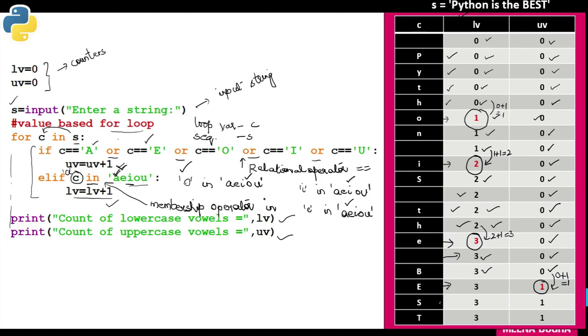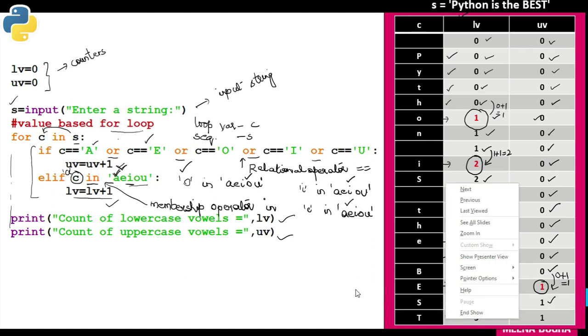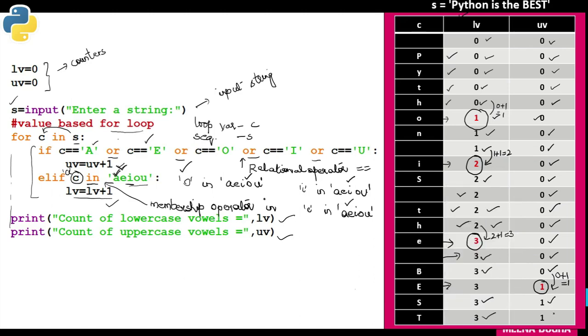Fine. Then in S, no change in the variables because S is not a vowel. T also no change in the variables because T is also not a vowel. So the final values of my counters LV and UV will be 3 and 1 respectively. So here output will be shown as count of lowercase vowels 3 and count of uppercase vowels 1. This is how this code is going to operate.